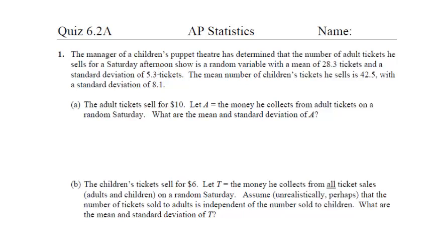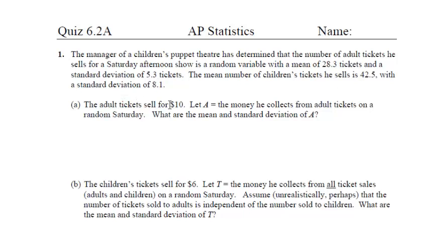So let's check a few things about this quiz. I'm going to give you some answers and you can do corrections on this quiz. So when we look through this, we've got adult tickets, we have the mean and the standard deviation. Children's tickets, we have the mean and the standard deviation.